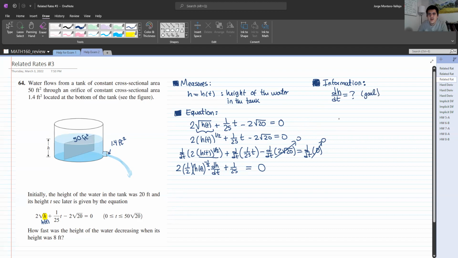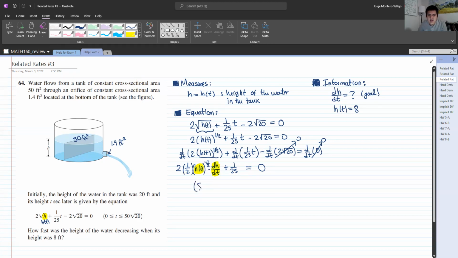And what other information is given? Well, they are asking what is dh/dt when the height is 8 feet. So h of t is 8. Okay, so when h of t is 8, what is dh/dt? Well, let's look at what we got after differentiating. We have this unknown over here and this other unknown, right? The dh/dt, that's what we are going after. h of t, we know. And there is no other unknown, right? That means that we are ready to go and solve for dh/dt. So we can then just plug in.